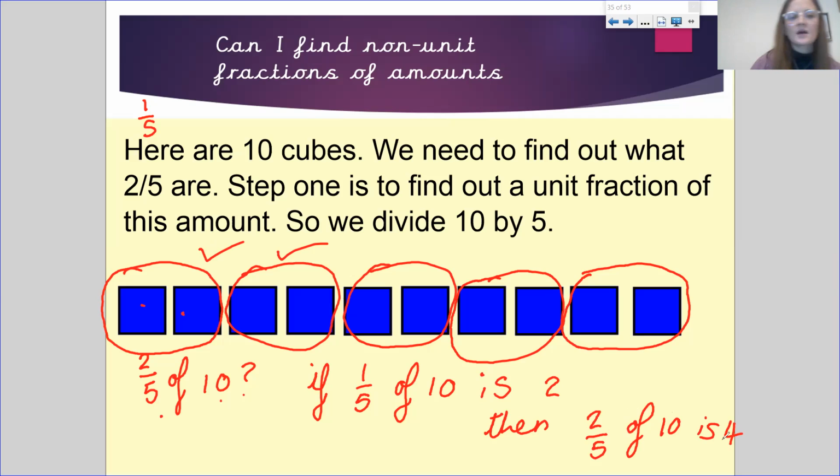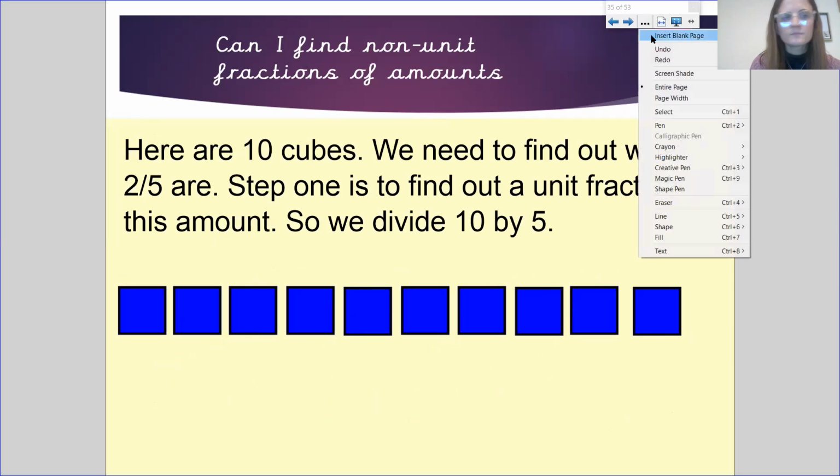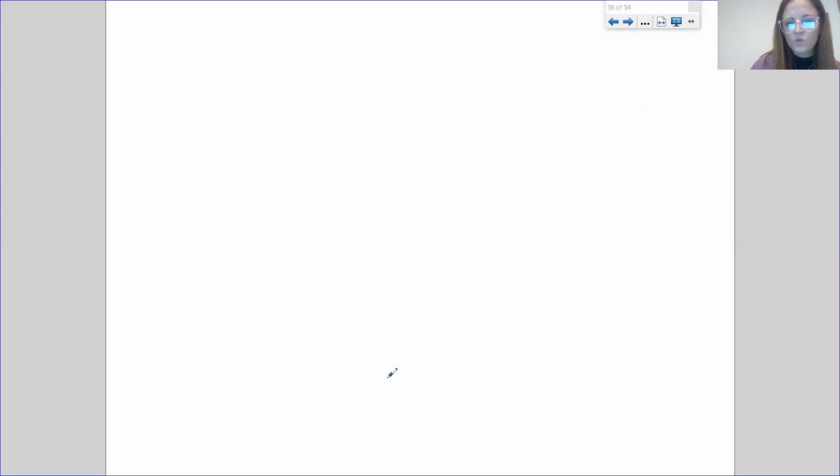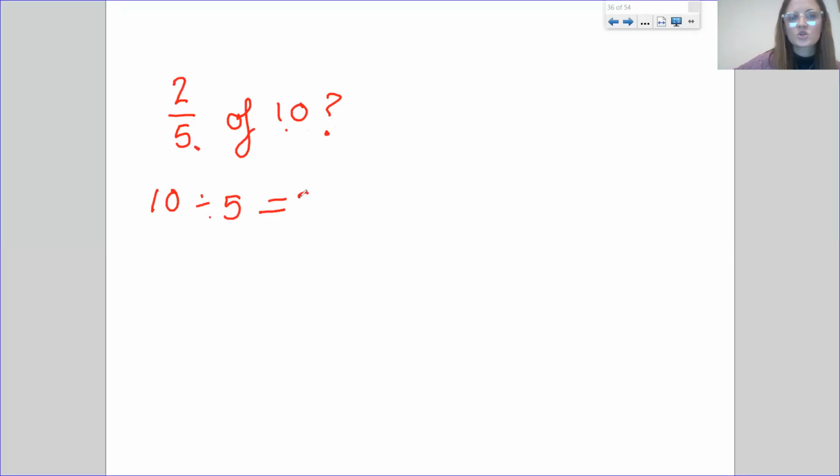Remember what we said about how, and I'm going to insert a page here so we can do a bit more on this so you have a better understanding. Okay, so the question was, what is 2/5 of 10? Remember with the steps that we said, the bottom number, this one here, is what you divide this number by. So you say 10 divided by 5 equals 2. So this number here is going to tell you what 1/5 of 10 is.